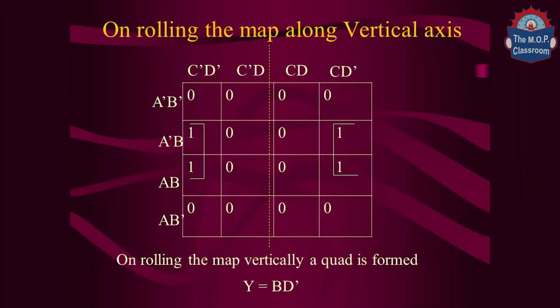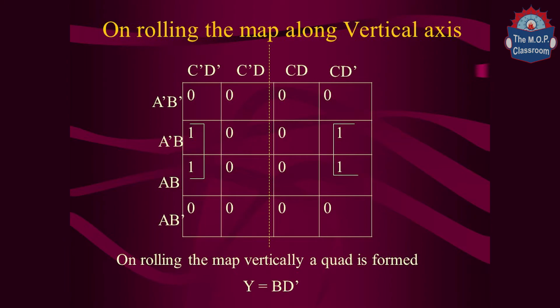Okay. So, let us take this 4 variable K-map. You can see that you have ones in the first column and second column. As we have it this way, we can form only pairs. We can group them as 2 pairs.